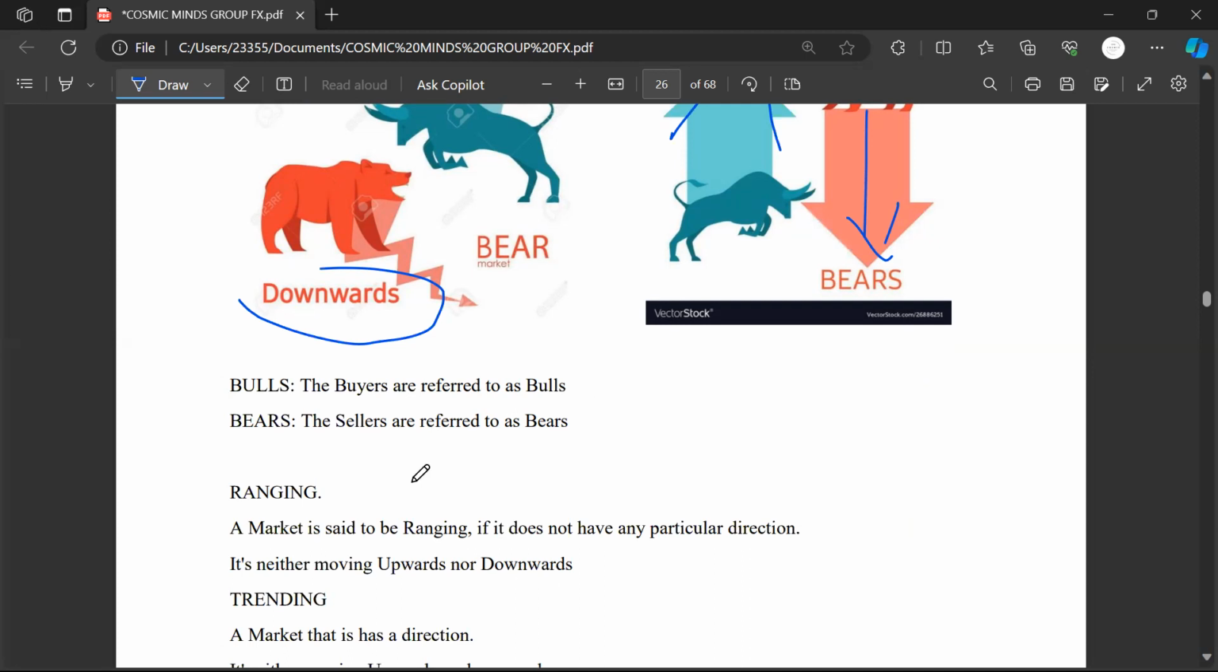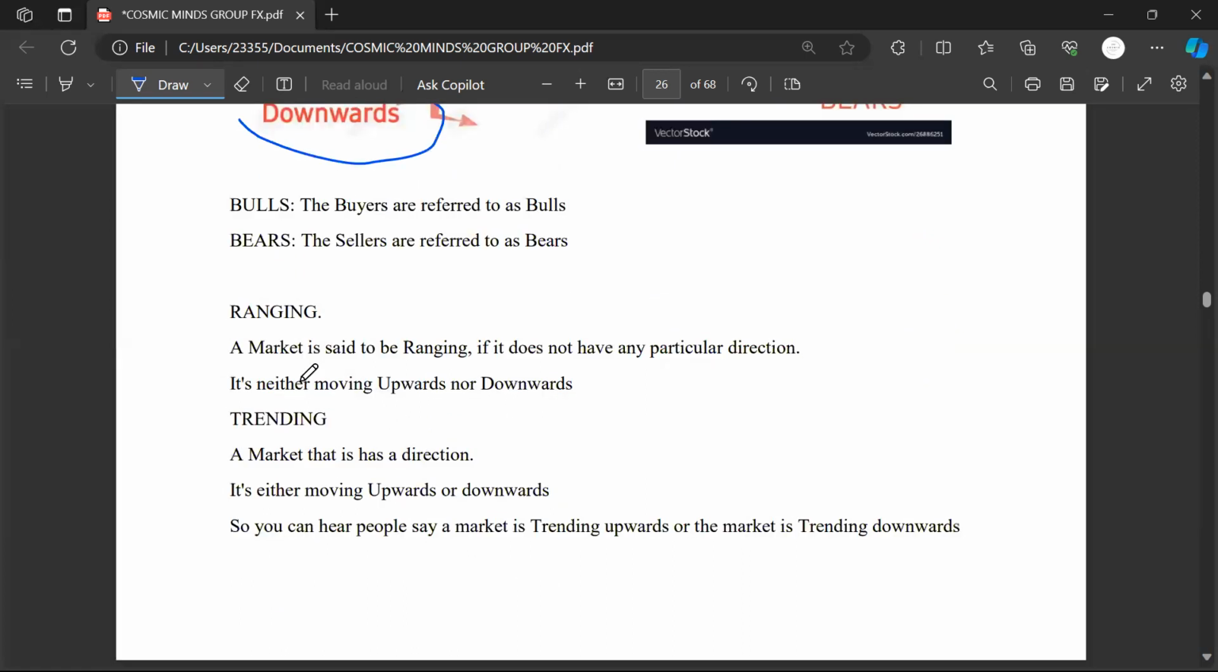Now, we have looked at the two terms, bullish market and bearish market. Now we are going to look at the third one, which is a ranging market. A ranging market has another name, sideways, right? It's moving sideways, or better said, the market is consolidating. It's as simple as that. A market is said to be ranging if it does not have any particular direction, right? We said that we have an uptrend and a downtrend. That's what tells a trader to take an action, right?